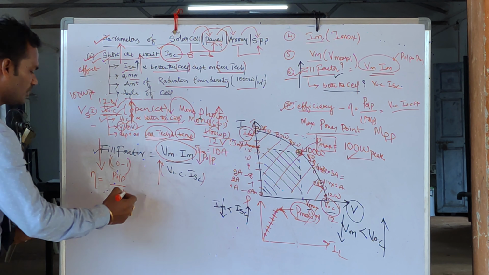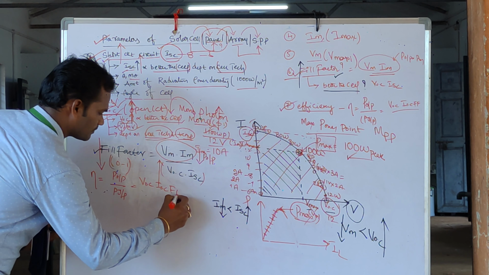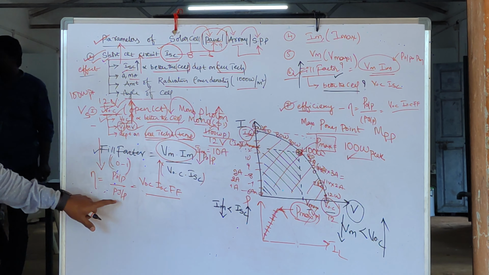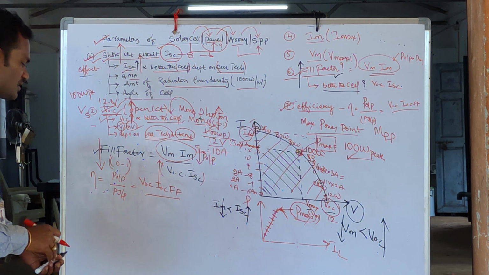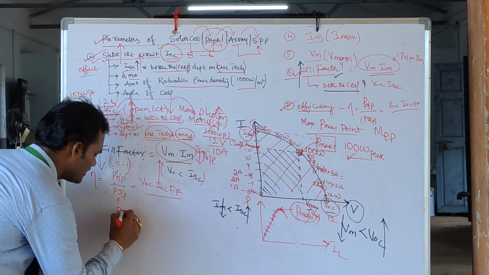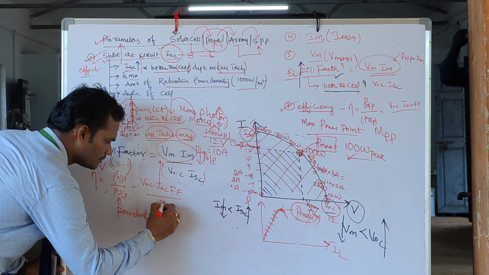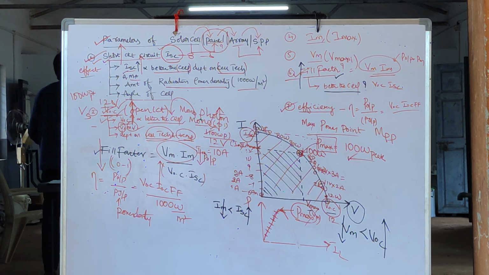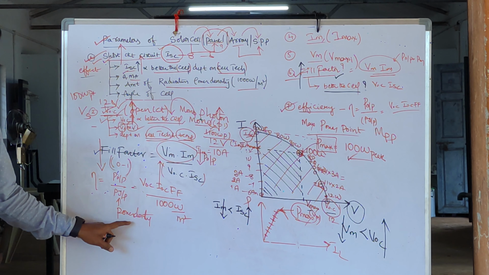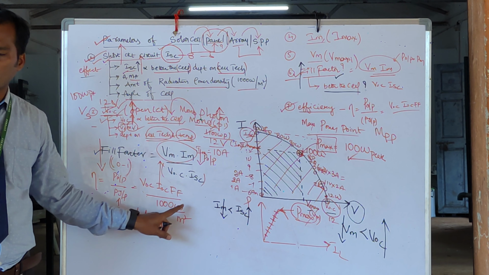Therefore, power output is VOC into Isc into fill factor, divided by the input power. We don't know the input power. Input power is solar radiation, which we call power density. I write this power density as 1000 watt per meter square. You know flux density is flux per unit area in the case of a magnetic field. Here we call the input the power density, and it is called irradiation, measured as 1000 watt per meter square.